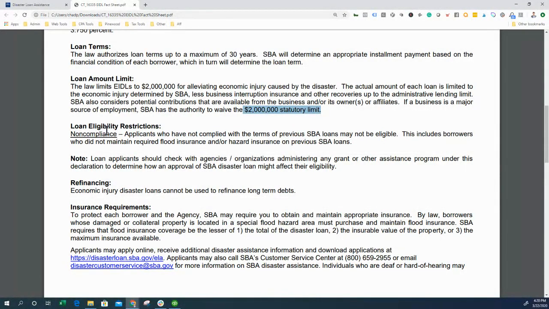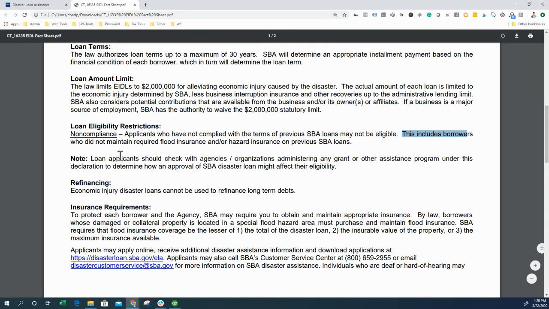A couple more things here. Loan eligibility restrictions, non-compliance. So you need to comply with the terms of previous SBA loans. So if you've taken out an SBA loan in the past, they're going to have to see that you've been compliant, that you've paid the loan back, that you're still in current payment terms, and you haven't defaulted or abused the loan. If you have, it may be very difficult for you to get a new loan under the disaster program. This also includes borrowers who did not maintain required flood insurance or hazard insurance on SBA loans in the past. So make sure that you're current and compliant.